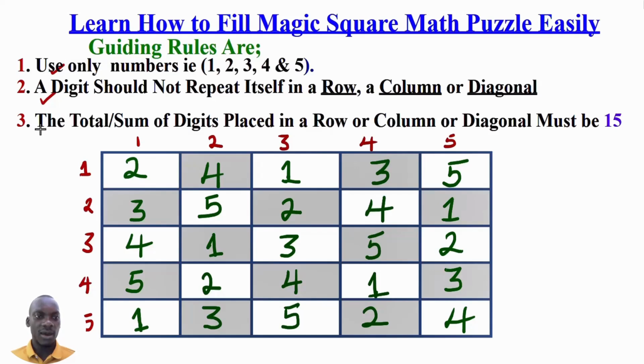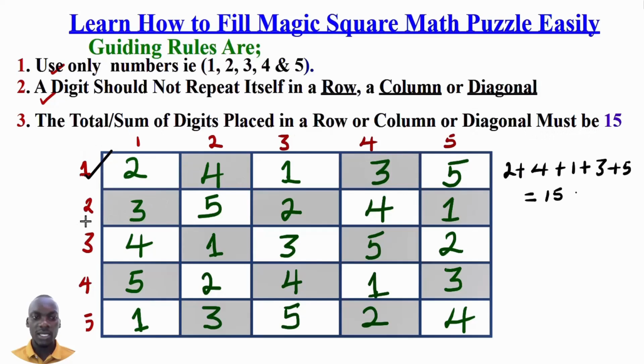Now let us verify rule number 3, which reads that the total or sum of digits placed in a row, column, or diagonal must be 15. Let us now try to sum up. Let us begin by summing up the digits in the first row. So we have 2 plus 4 plus 1 plus 3 plus 5. So this is giving us what? Now 2 plus 4, that is 6. 6 plus 1, that is 7. 7 plus 3, that is 10. 10 plus 5, that is 15. Automatically, that means the first row abides by rule number 3.